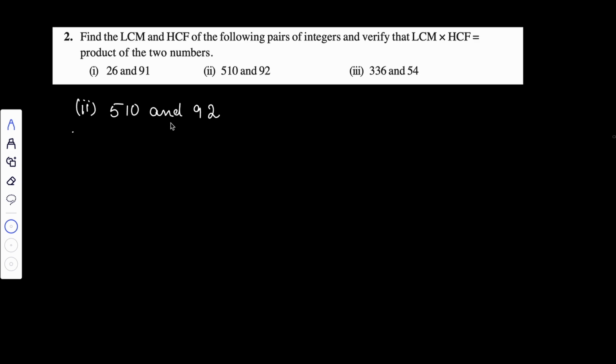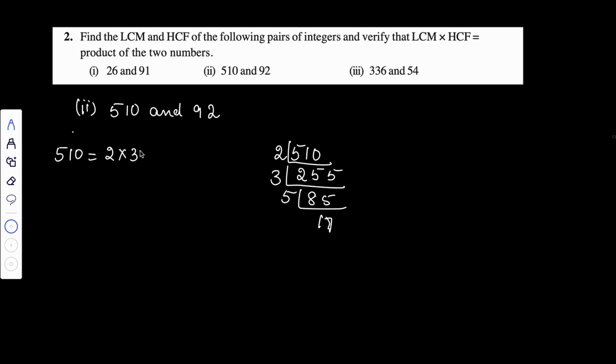Now we are going to the second sum of this. 510 and 92. 510, if you prime factorize by 2, it goes here 255 times. Again we can divide this by 3. We will get 85 times, and it is divisible by 5 and 17. So we are getting here 510 is equal to 2 into 3 into 5 into 17.